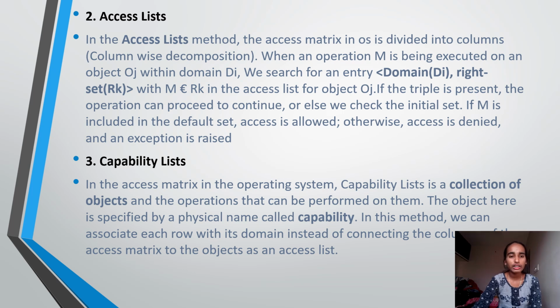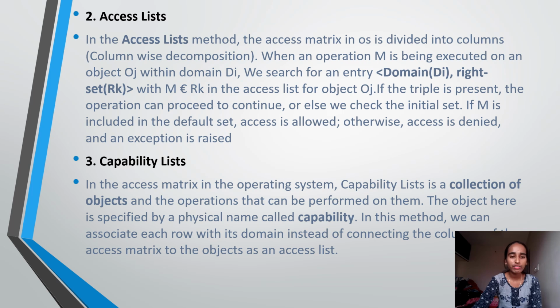Then let us move on to the second, that is the access list. In the access list method, the access matrix in OS is divided into columns, that is column-wise decomposition. When an operation M is being executed on an object Oj within domain Di, we search for an entry (Di, Rk) where M belongs to Rk in the access list for object Oj. If the entry is present, the operation can proceed, or else we check the default set. If M is included in the default set, access is allowed. Otherwise, access is denied and an exception is raised.